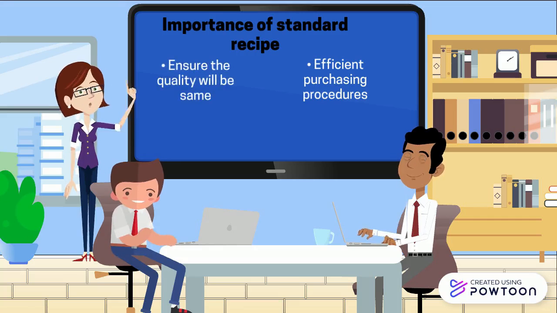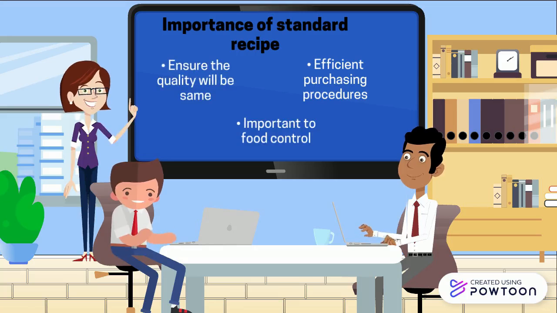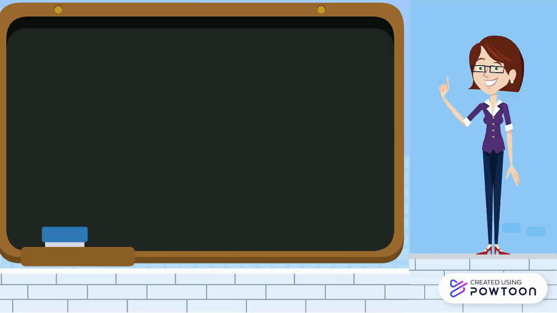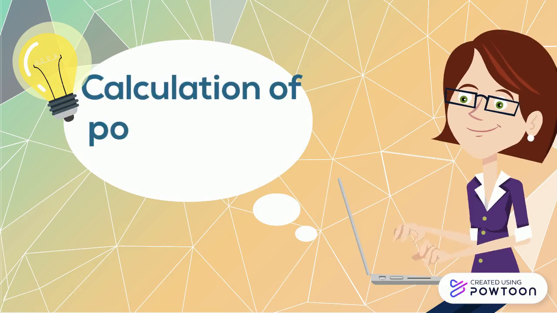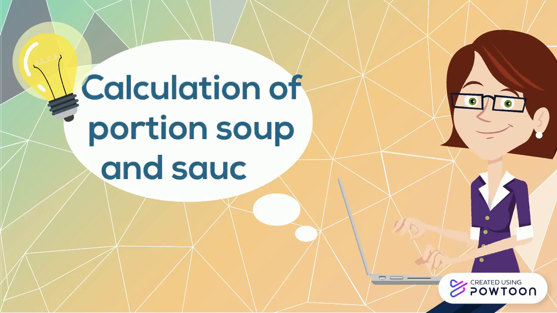Importance of standard recipe: an effective purchasing procedure ensures the quality will be the same and is important to food control. Example of calculating a standard recipe, and the calculation of total production. Calculation of portions of soup and sauce.